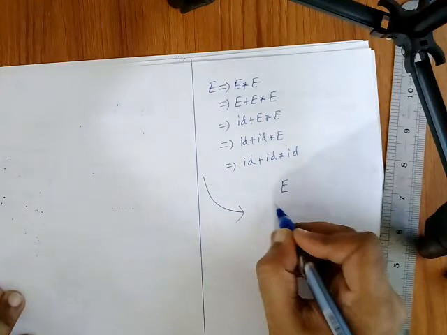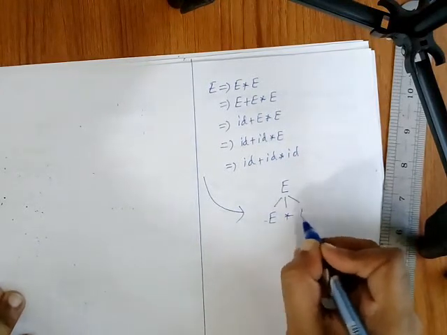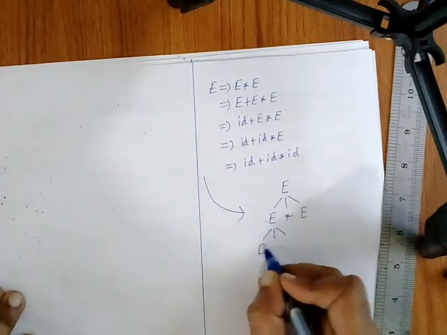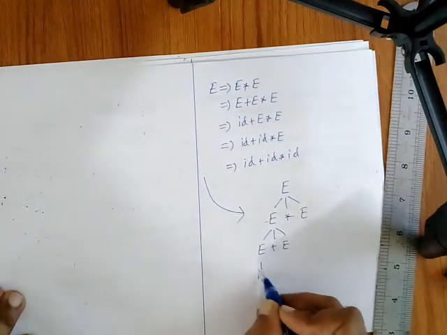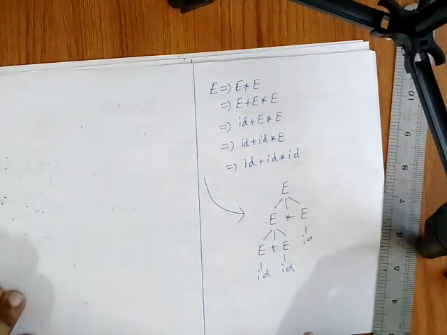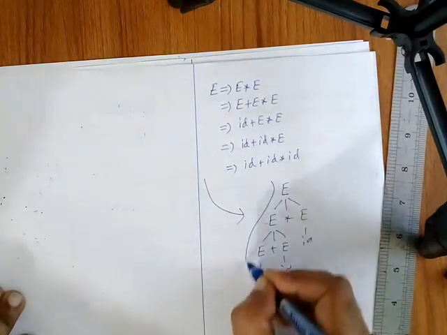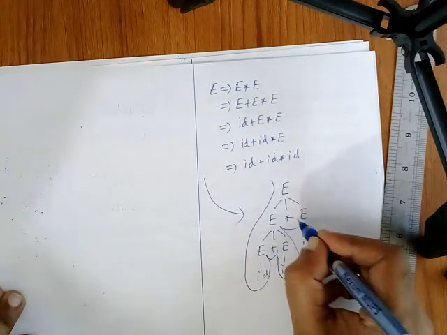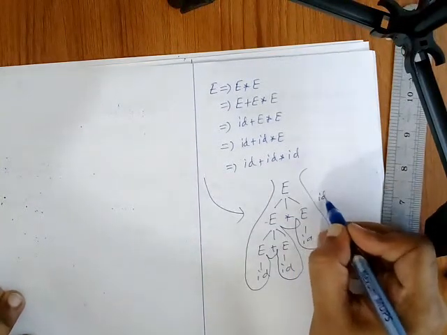E becomes E star E, then this will become E plus E, then this becomes ID, this becomes ID, this becomes ID. What is the yield for this actually? ID plus ID star ID, same thing, ID plus ID star ID.